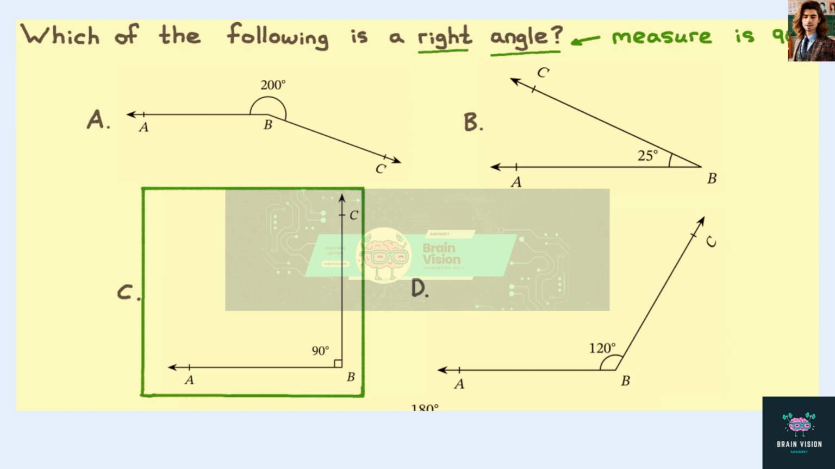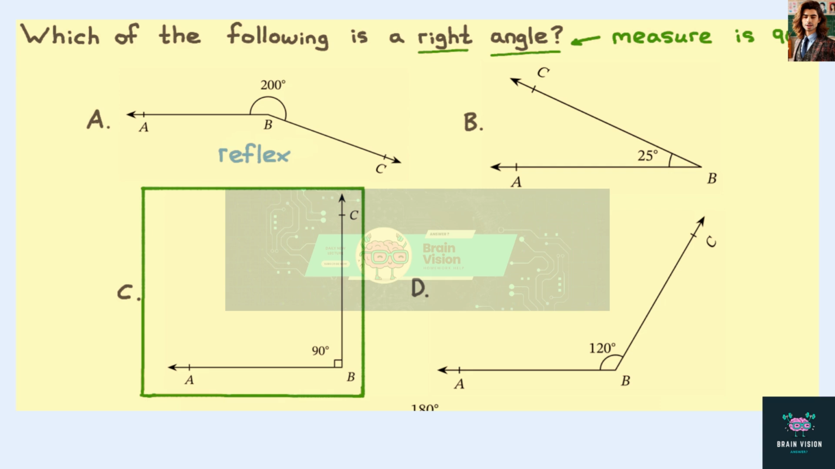All 5 of the angles have given measure, and we can see that only the angle in option C has a measure of 90 degrees. So it is the only right angle. We could stop here, however, we can also classify the types of each of the other 4 angles using their measures.